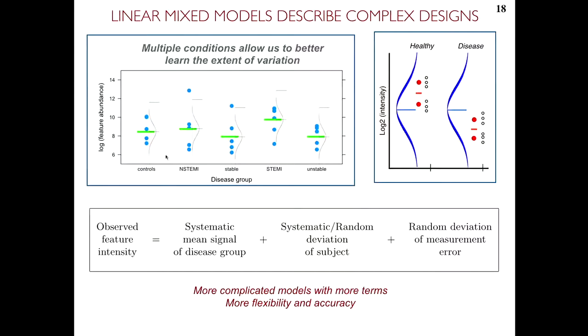So here's an example where we have 5 different conditions, right? And so each condition has its own mean of protein abundance across replicates. And so let's say we only want to compare condition 1 and condition 2.